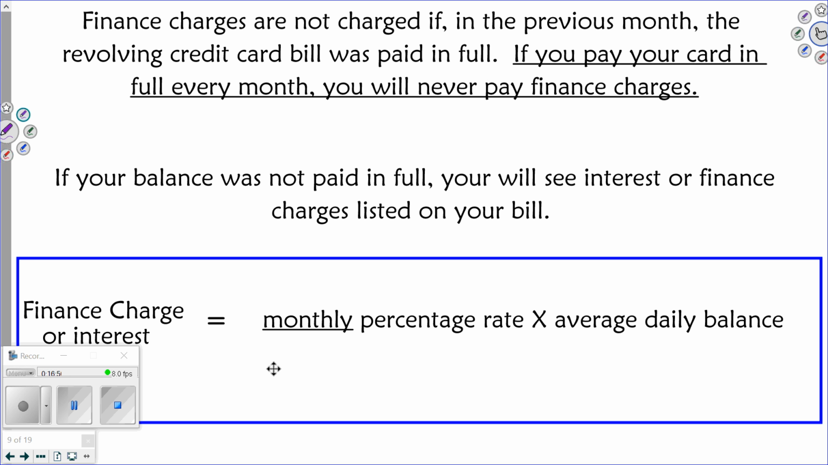If you look on your green sheets that you're allowed to use for your test, right at the top it says credit cards, monthly interest rate converted to a decimal times the average daily balance. So it is on here, that formula. Okay?